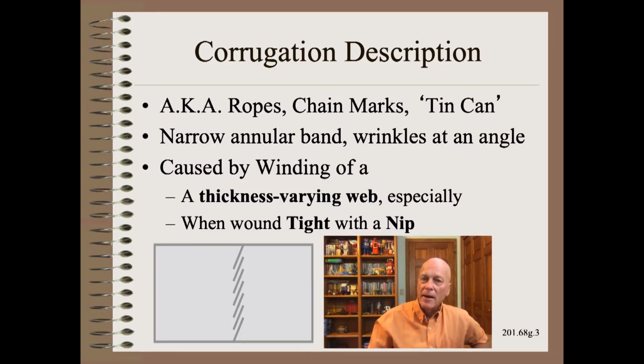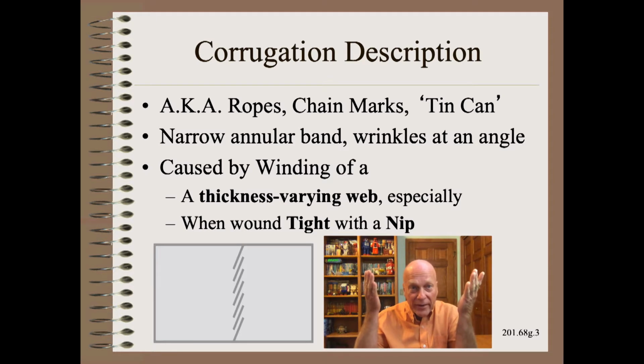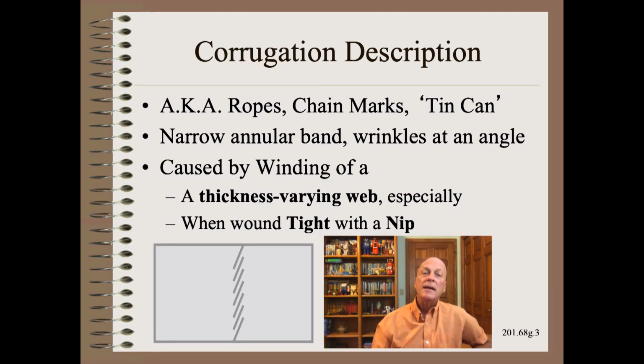Corrugations are a very common defect seen on all but the heaviest of webs. They are known by a number of aliases, including ropes and chain marks. Unfortunately, this is also incorrectly called a tin can, and that is a totally different defect. In any case, you can recognize this corrugation defect because it is a narrow annular band on the wound roll within which you will find wrinkles at an angle.